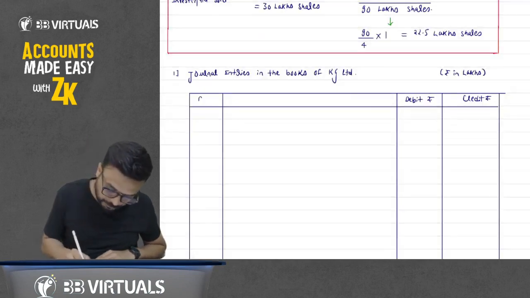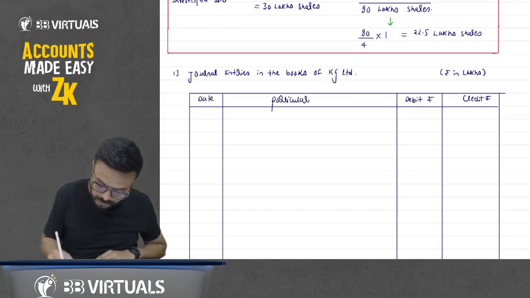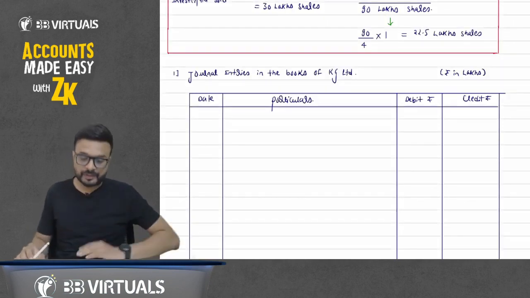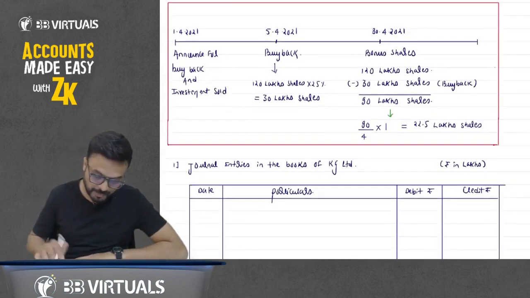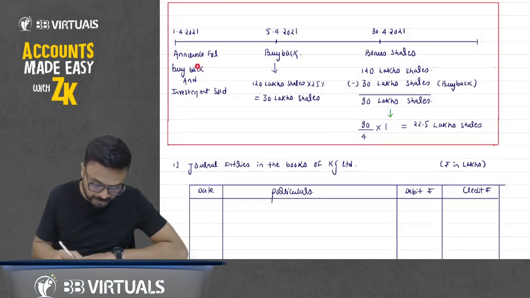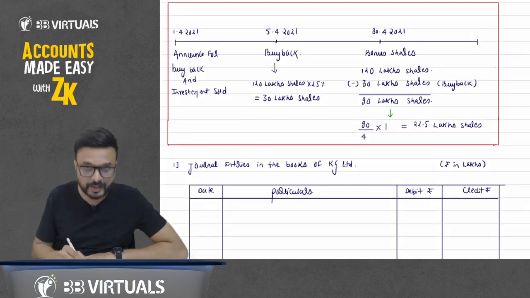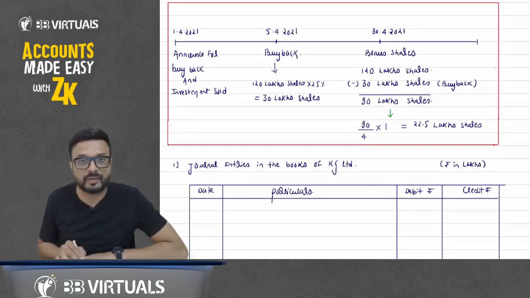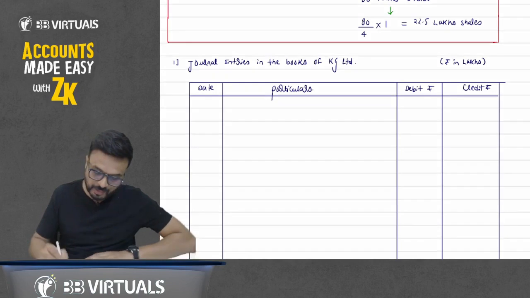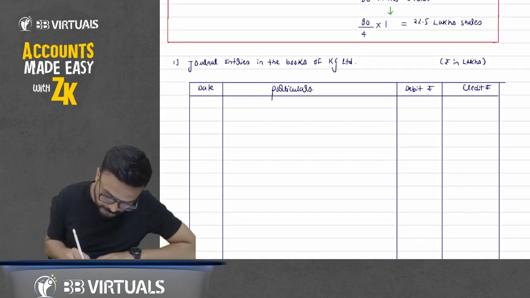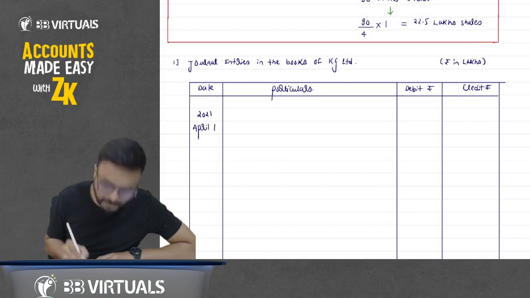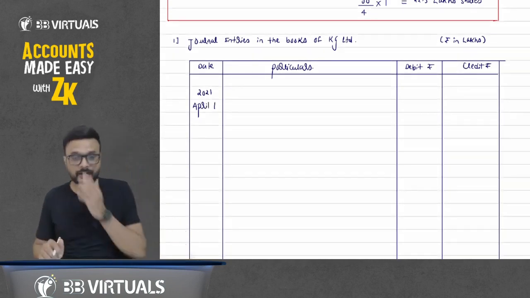Okay, now write down one by one. First we are doing the entries for buyback, that is on 4th of April. Actually, we have announced it, but we'll do the entry for buyback on 5th of April. Before that, we have sold the investment here. So on 1st April 2021, we sold the investment.